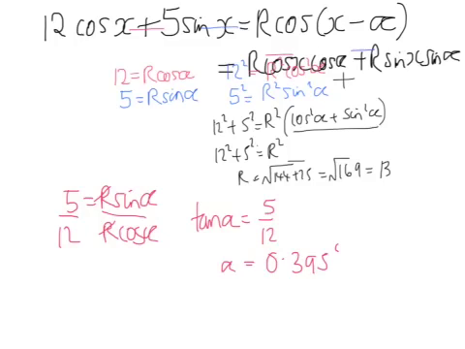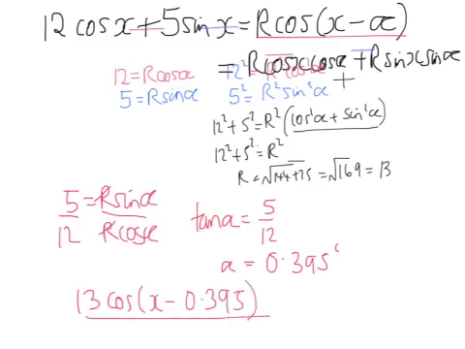So if we go back to our question, what is the R cos form that we need? It's 13 cos(x minus 0.395). Okay, that's how you do those.